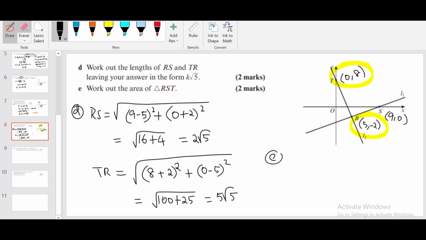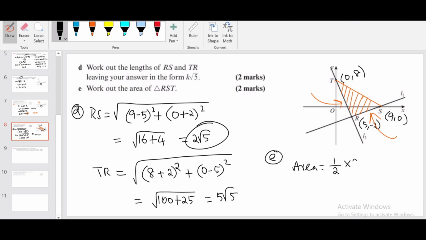Now part E, they want us to find the area of this triangle RST, this area. You can consider RS as the base, and this as the height. So the area is equal to half times base, which is RS, this value, times height, which is this.